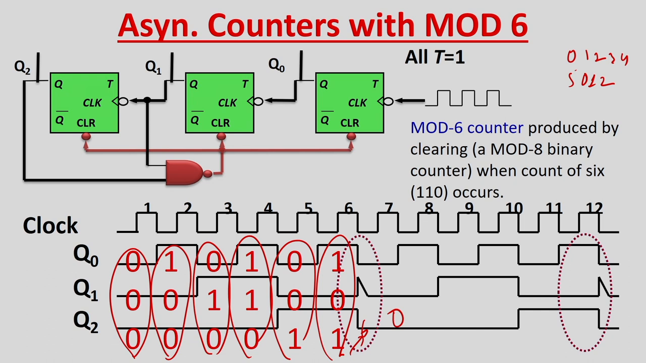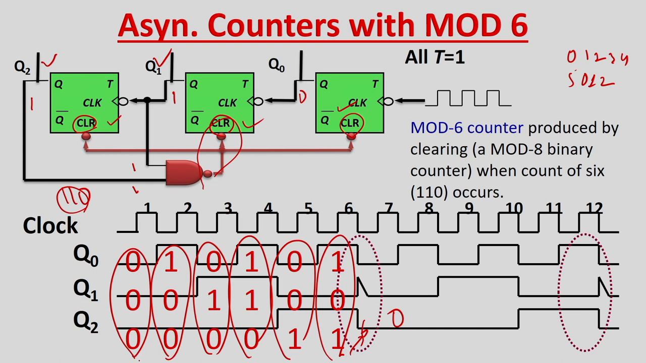We can use the asynchronous reset function of the T flip-flop to reset the value of Q, that is, the clear or reset of the flip-flop. Whenever Q1 and Q2 are equal to 1, in this 3-bit counter, that means it is 1 1 0, so it reaches 6. Whenever Q1 is equal to 1 and Q2 is equal to 1, we reset all 3 flip-flops. That means whenever the counter reaches 6, it resets.